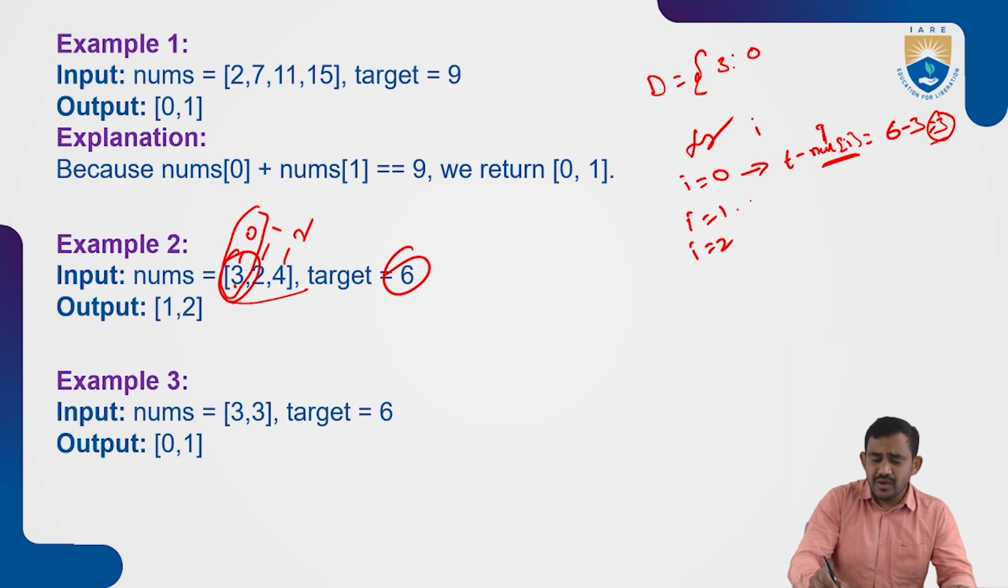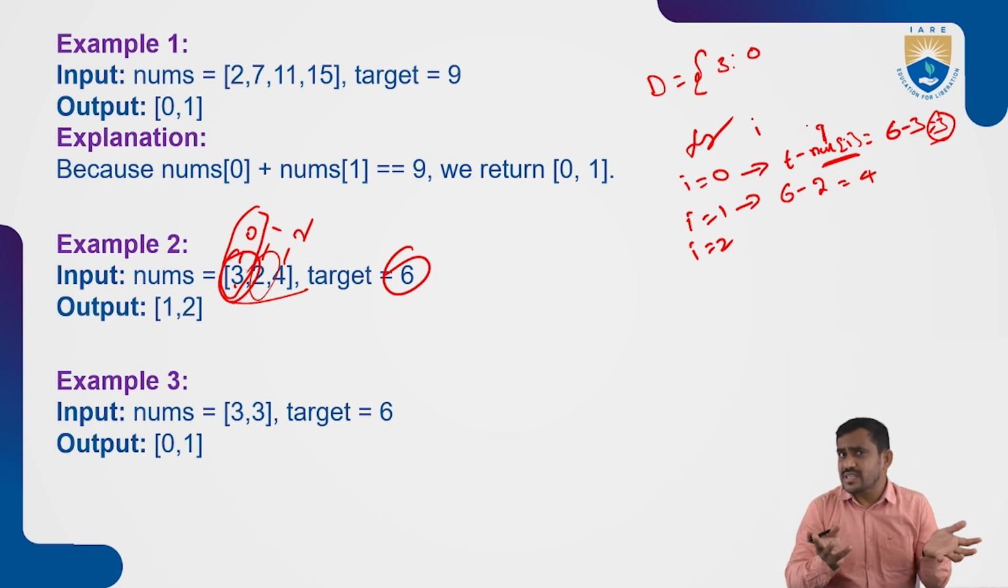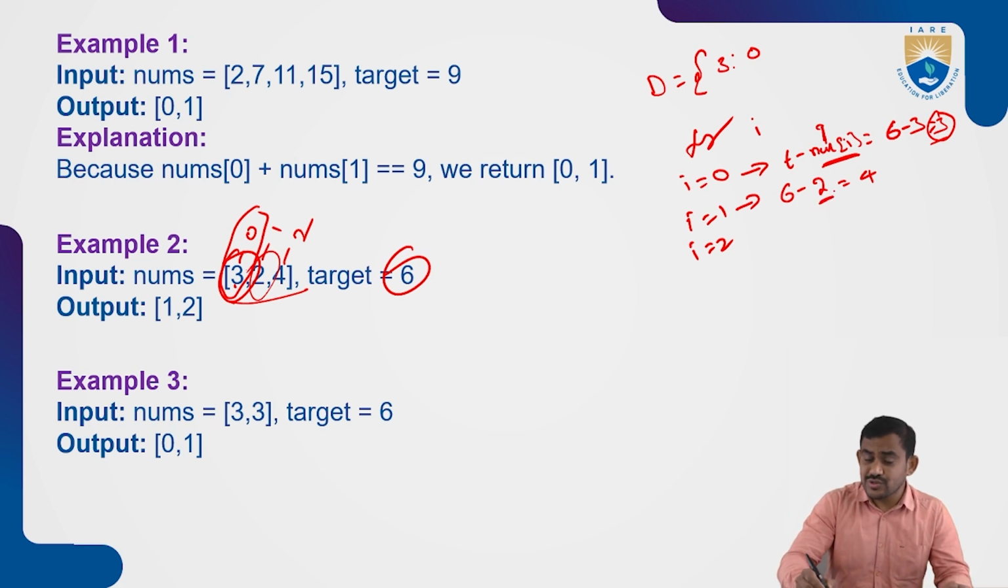i equals 1 means index 1, where 2 is there. So target is 6 minus nums of i, which is 2, so the value is 4. Is 4 in your dictionary? The dictionary has 3, but that index is 0, and I want only 4. 4 is not there. Then again 2, not 4. Okay, 2's index is 1.